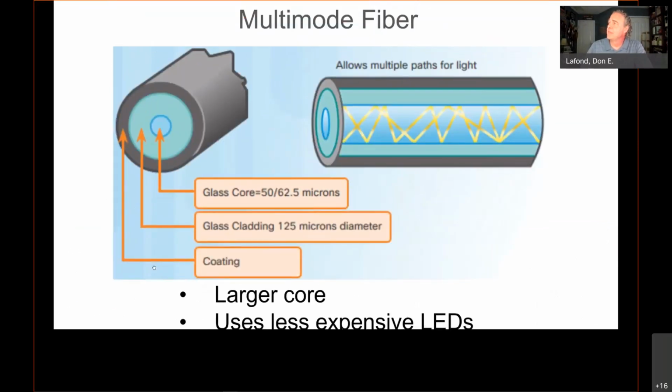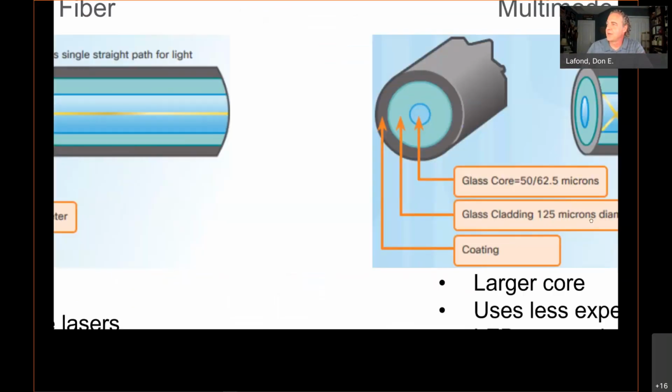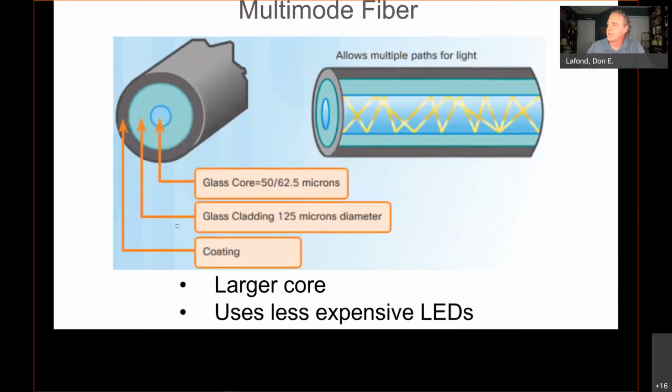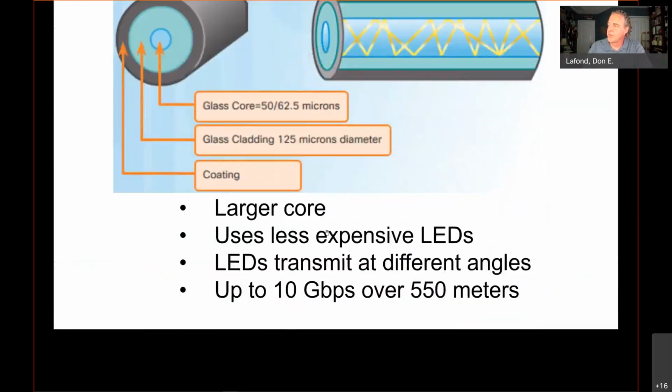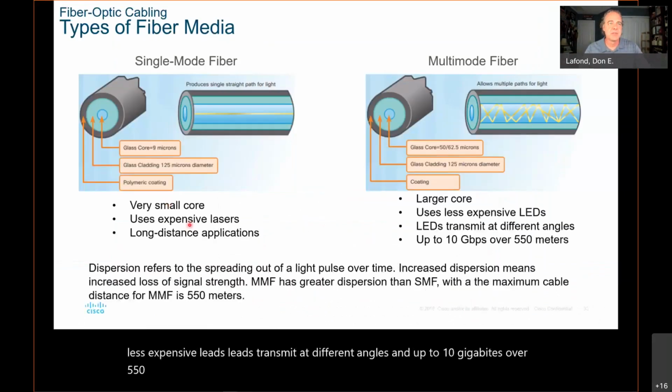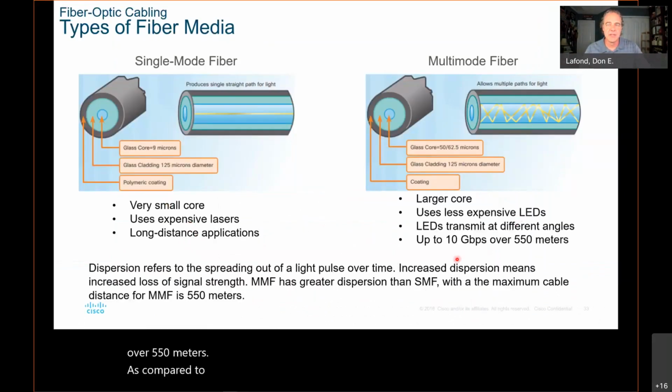Now there's also multi-mode fiber. It allows multiple paths for the light. The glass core is 50 to 62 microns, significantly bigger than the other picture. Glass cladding is 125 microns, the same. And then the coating is the same as well. It has a larger core. It uses less expensive LEDs. LEDs transmit at different angles and up to 10 gigabits over 550 meters, as compared to just stating long distance applications. So you can get 10 gigabits over 550 meters.